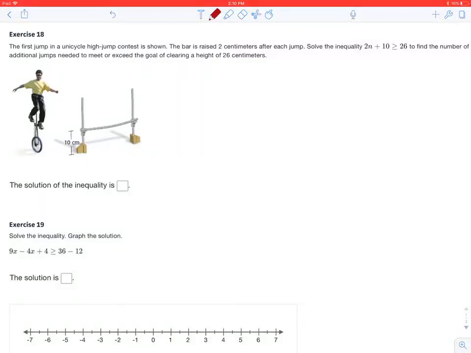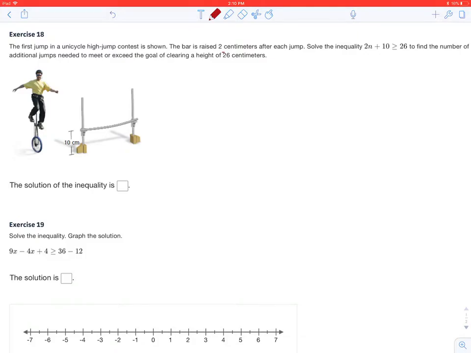Number 18 doesn't ask you to set up the inequality. It actually gives you the inequality that's being set up. So number 18 reads, the first jump in a unicycle high jump. This is a unicycle, just uni means one, and then cycle refers to a bike. So one-wheel bike. The first jump in a unicycle high jump contest is shown.